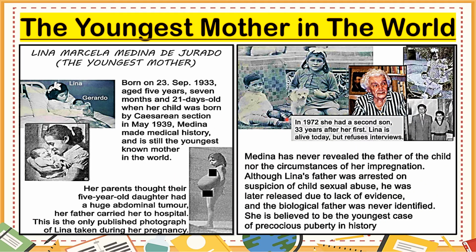Let's continue, class. In 1972, she had a second son, 33 years after her first. Lina is alive today, but refuses interviews. Medina has never revealed the father of the child nor the circumstances of her impregnation. Although Lina's father was arrested on suspicion of child sexual abuse, he was later released due to lack of evidence, and the biological father was never identified. She is believed to be the youngest case of precocious puberty in history.